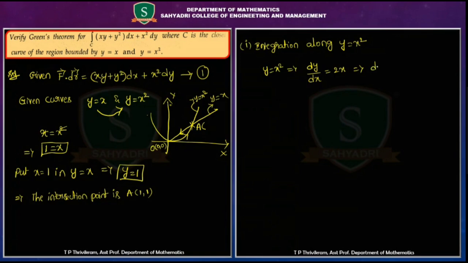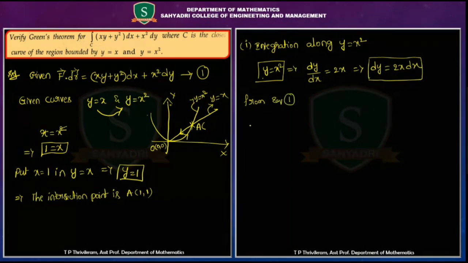Implies dy, you'll get it as 2x dx. Okay. So substitute this value y equal to x square and dy equal to 2x dx in equation 1.